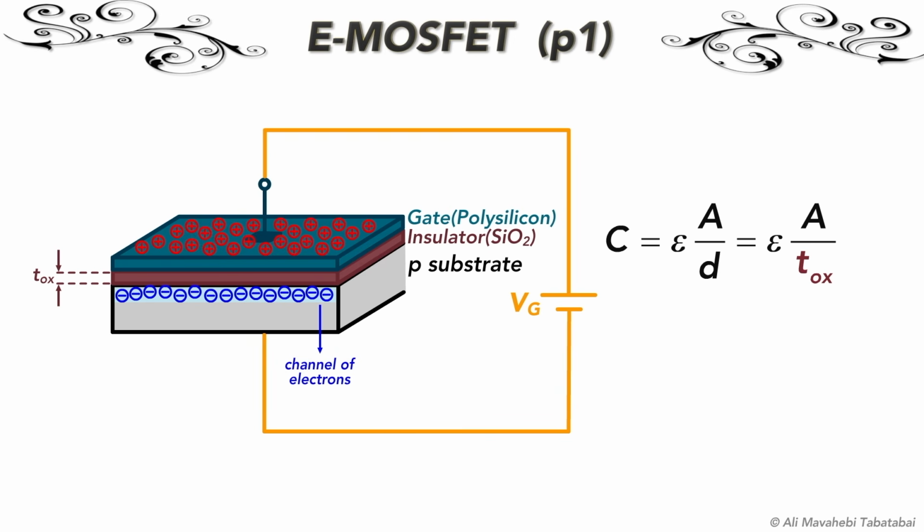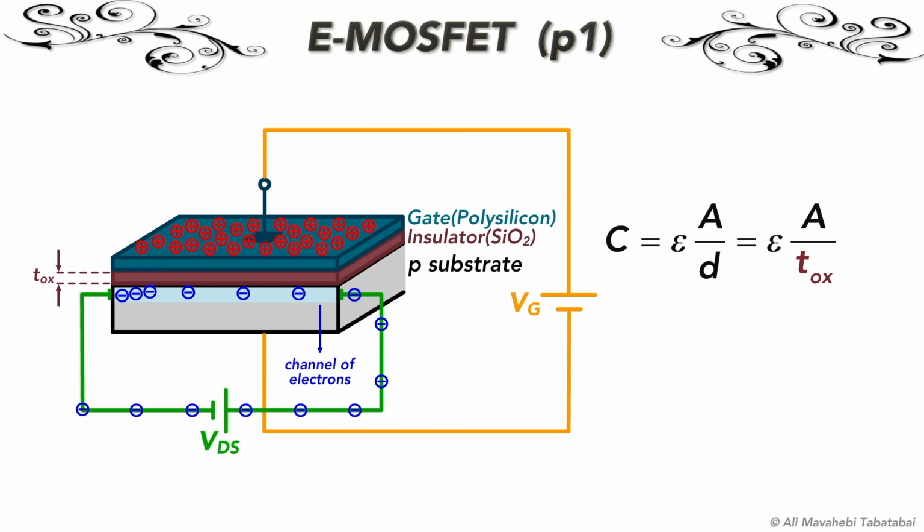We created the channel, but there is no flow of electrons and the MOSFET is off. To create a current flow, we can apply a voltage difference between the two ends of the channel. In this case, we can create a mobile charge, and current will flow through the circuit. We can control the current of the channel by changing the gate voltage. So we have created a voltage-controlled current source.